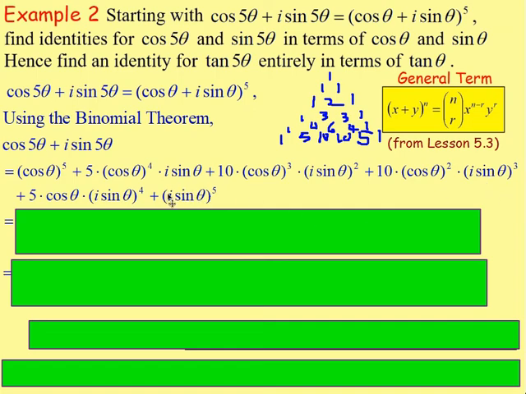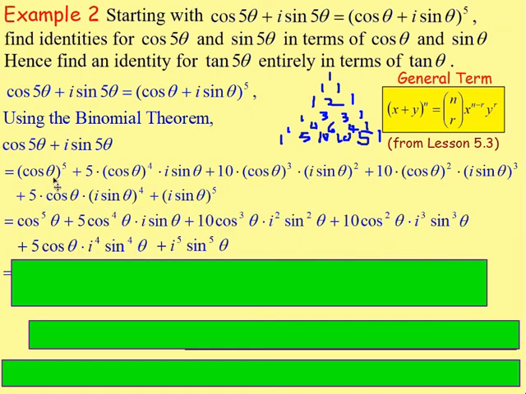Taking that a little further, cos theta all to the power of 5 is just cos fifth theta. Then we've got 5 times cos theta to the power of 4 times i sine theta. Then we've got the 10, we're just rewriting that. We're squaring the i; if you have i squared, we'll deal with that in the next line, just write it as i squared just now. We'd have the sine theta as well, squared.